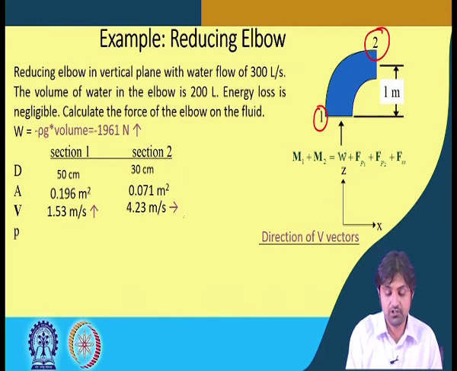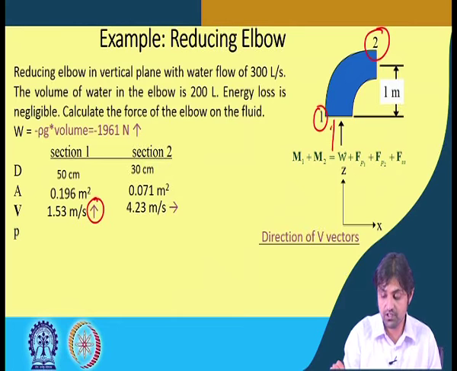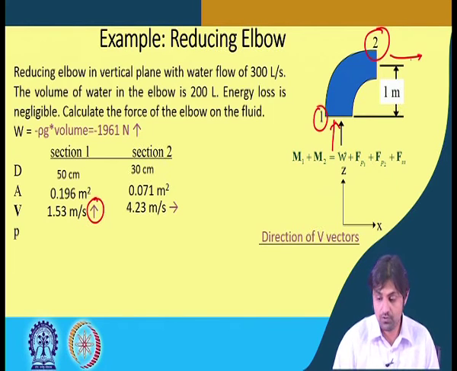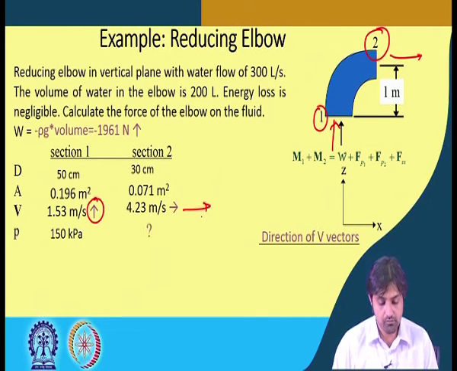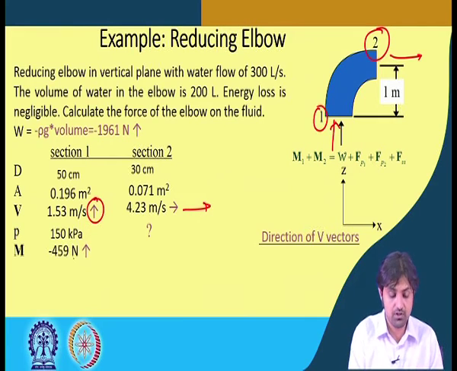And similarly for section 2, this shows the direction. So this is the velocity direction at section 1 and this is the velocity direction at section 2, here in this way. Now the pressure is 150 kilopascal. We need to find the pressure at section 2. Because we know all the values, we can calculate M as minus 459.